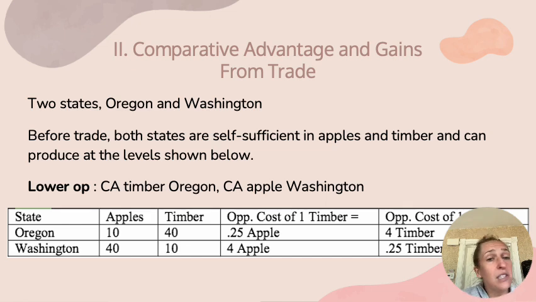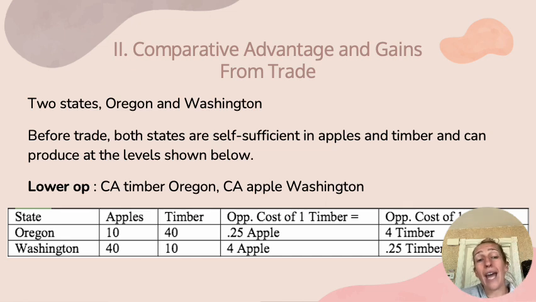So if we have two states, Oregon and Washington, we are going to look at absolute advantage. When you look at these two, you are going to see that Oregon is just better at making timber than Washington because they can make 40 timber and Washington can only make 10. And Washington is just better at making apples because they can make 40, Oregon can only make 10. So they have absolute advantage here.